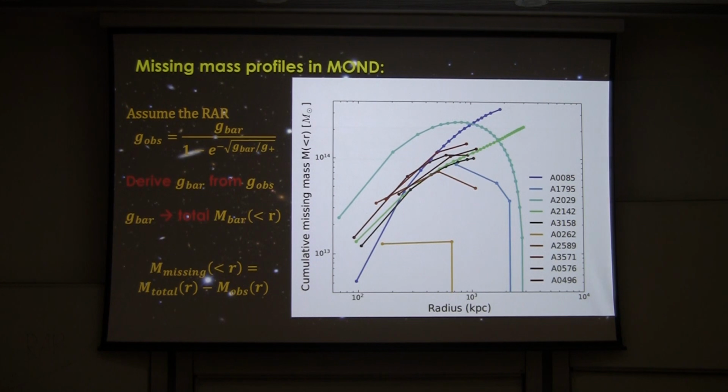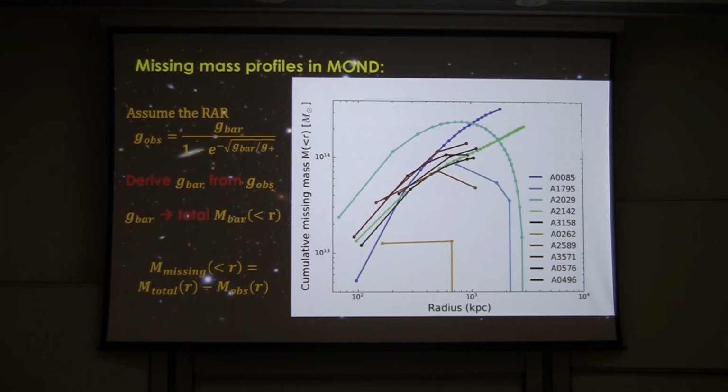This is the required total baryonic mass according to MOND. And we have already observed some gas mass, stellar mass. If we subtract them, then we get the missing mass cumulative profile. And then we plot them together here. This is the result here.